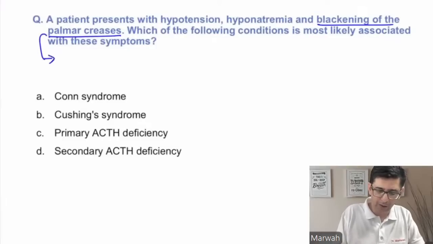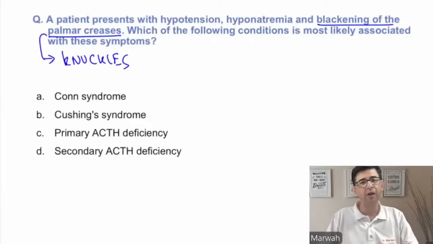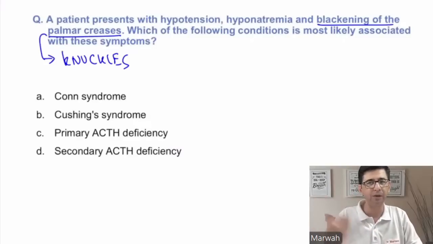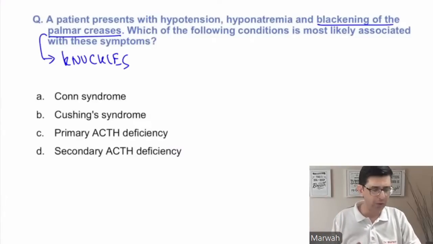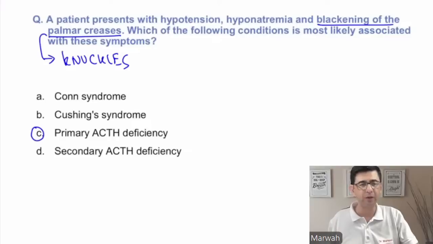Palmar creases do not change the answer to the question, guys, because everything else remains fine. Hyperpigmentation can be on the hands, it can be on palmar creases, it can be on the knuckles of the patient, even the lips, the gingiva. So it's not restricted only to the palmar and the sole creases. Okay, fine. This would be primary adrenal insufficiency. That would be Addison disease.